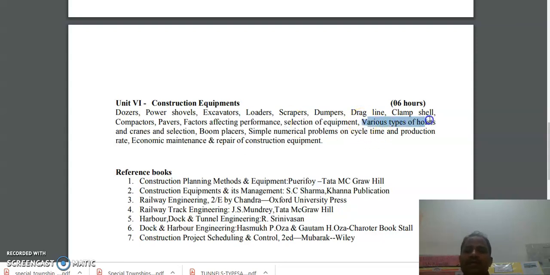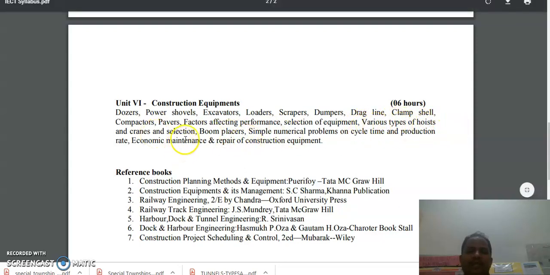Then various types of hoist, you can see various types of cranes are used for high-rise structures. They can rotate 360 degrees and take material from one place, and it can be lifted at higher elevation, and it can be dropped at particular elevation. So various types of cranes, hoist cranes, selection, boom placers. Boom means they have good coverage, that is, the items can be placed at longer distances.